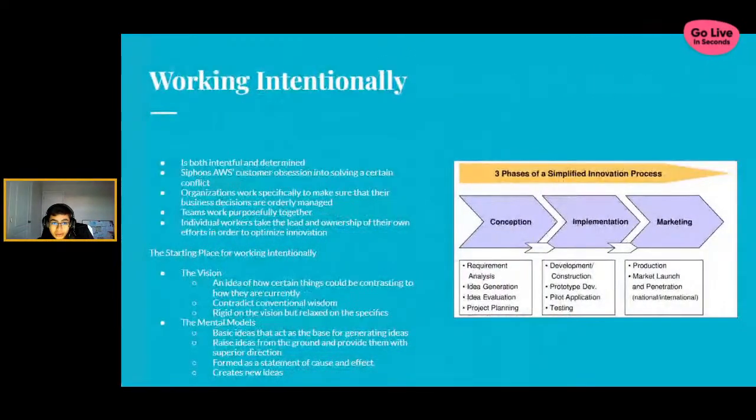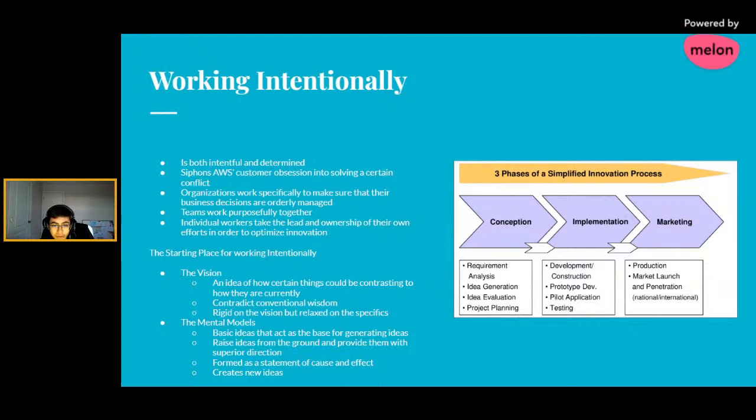Next, working intentionally. Working intentionally is where innovation is both intentful and determined. This works by siphoning AWS's customer obsession into solving a certain conflict that may arise. Organizations work specifically to make sure that their business decisions are orderly managed, as well as the fact that teams must work purposefully together. Individual workers should try to take the lead and ownership of their own efforts in order to optimize innovation.